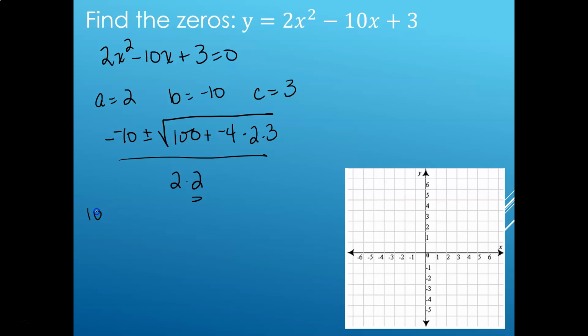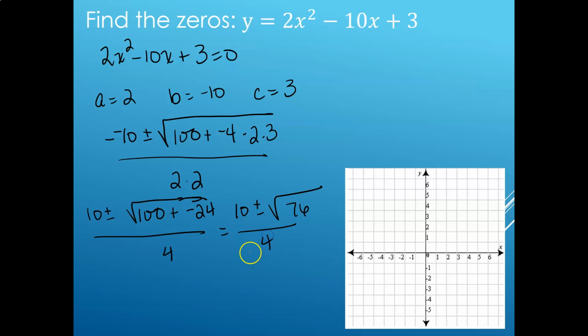A negative 10 becomes a positive 10, plus or minus the square root. We already squared negative 10, so it becomes 100, plus negative 4 times 2 is negative 8. Negative 8 times 3 is negative 24, divided by 4. We're going to continue simplifying. 10 plus or minus the square root of 100 plus negative 24 becomes 76, all divided by 4.